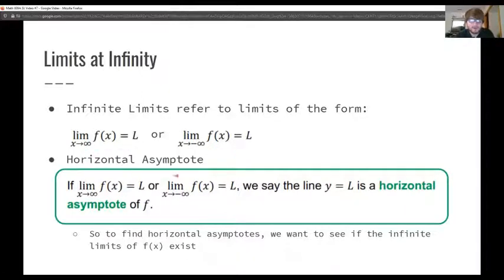And our horizontal asymptotes, much like vertical asymptotes, but in this case, we're checking our infinite limits to see if they equal L. And if they exist and they do equal L, we say that the line y equals L is a horizontal asymptote of f. So to find horizontal asymptotes, we just need to see if any infinite limits of f of x exist.